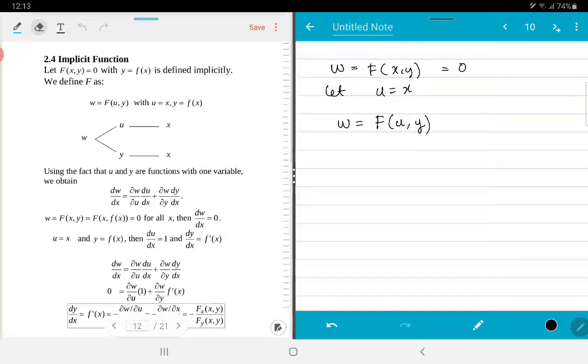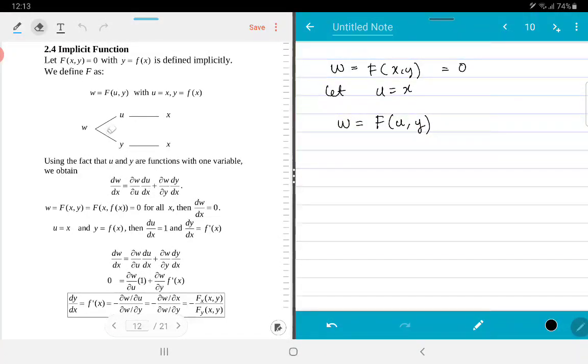Then we can draw a tree diagram. From here we have w as a function of u and y, so it branches out to two branches. u is equal to x, and y is a function that is differentiable with respect to x. Then we want to find dw/dx. We use d here because we only have one independent variable. Since on the far right we have two x's, we have two terms. So dw/dx is equal to partial w partial u times du/dx, and since u is equal to x, it is the ordinary derivative du/dx.